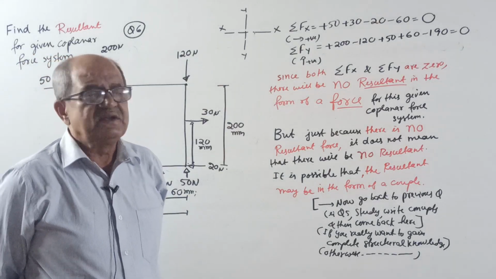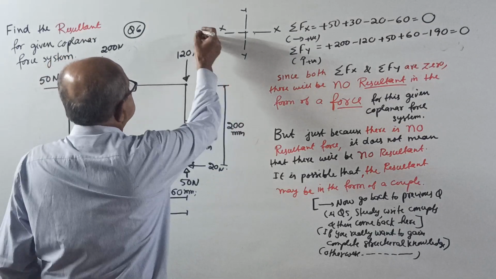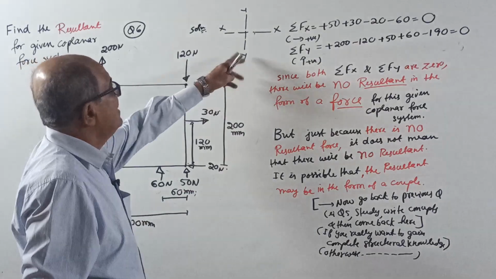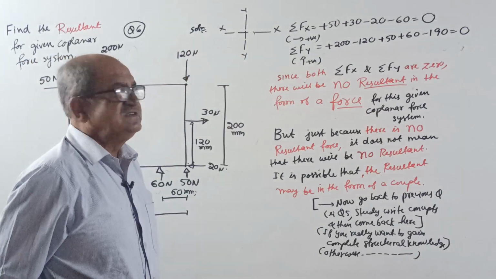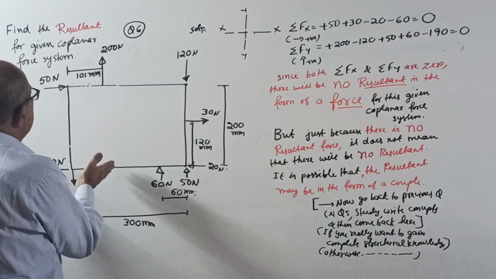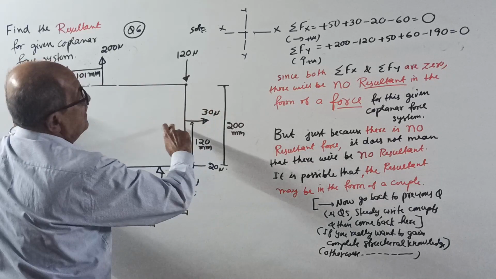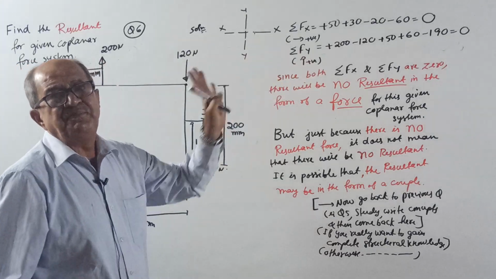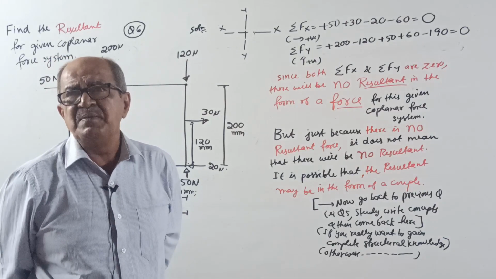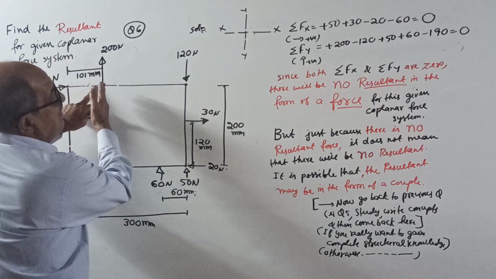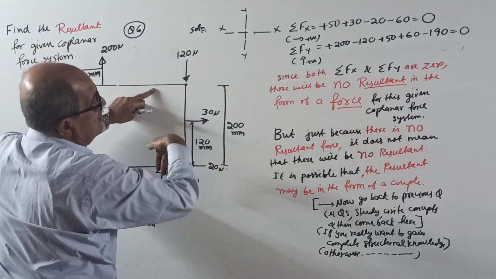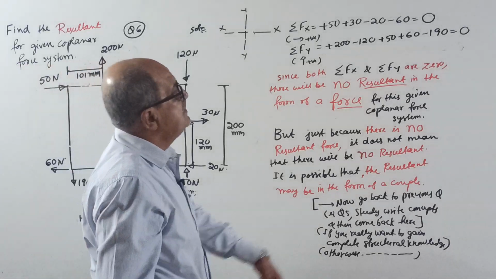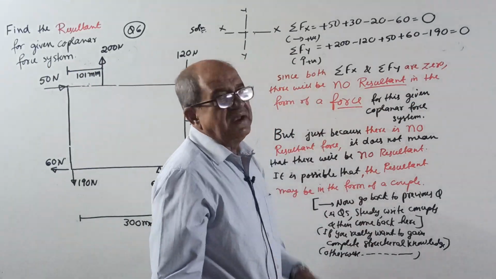Now, start the solution. Today is a very small class, a closing class. Take X, X, Y, Y as usual. First, sigma Fx, start from anywhere: plus 50, plus 30, minus 20, minus 60. Sigma Fx comes 0, same as the last time question. Sigma Fy: plus 200, minus 120, plus 50, plus 60, minus 190. This also comes 0.